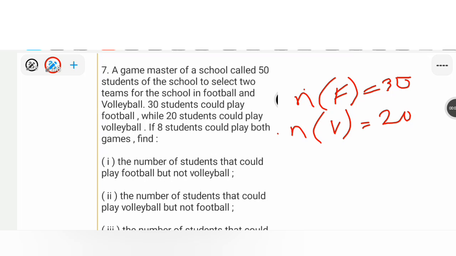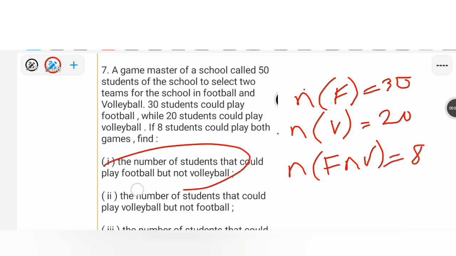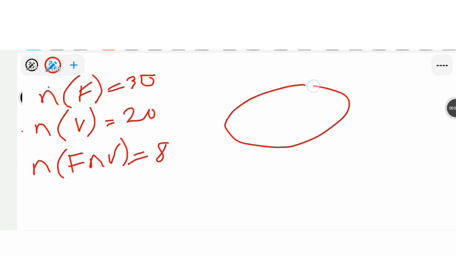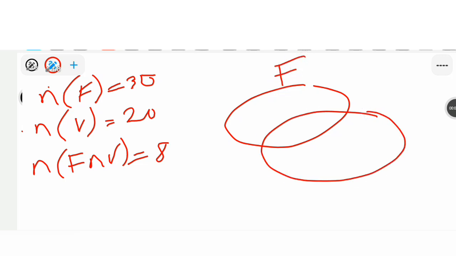If 8 students could play both games, now 8 students could play both games. Both means intersection of F and V. So you're going to write n(F intersection V). Where they meet, they have 8 there. So before you answer this question, just try to represent all these in the Venn diagram. So let's just quickly do that. You have this circle, and you have one down like this. So this is F and this is V.